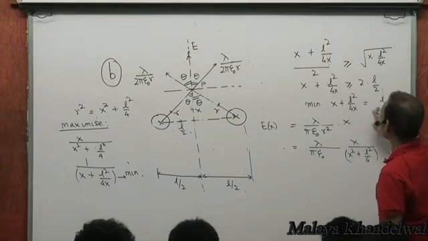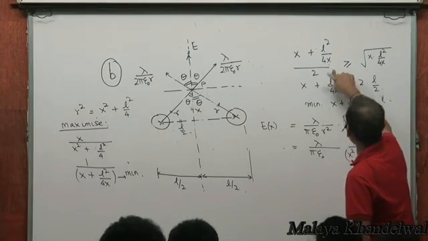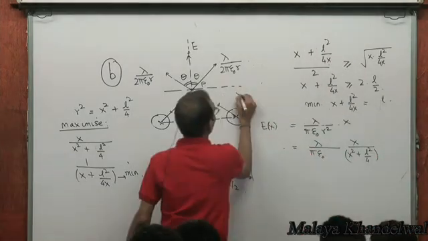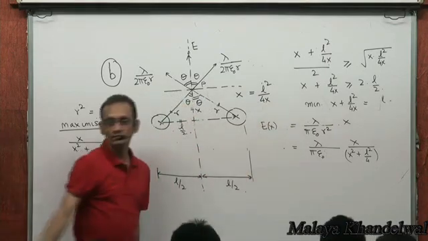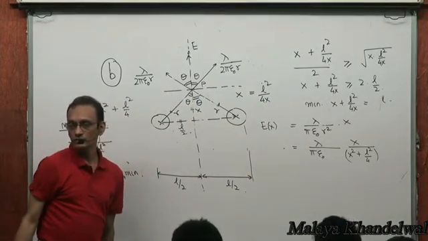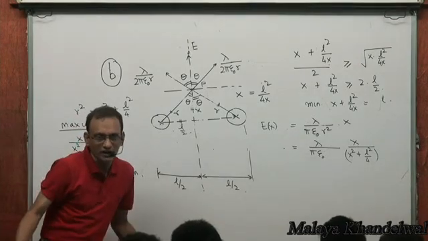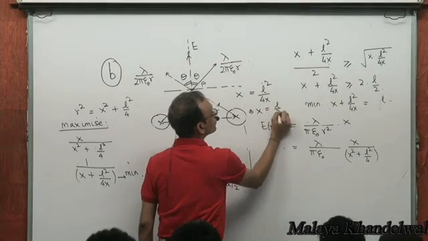And when does it happen? This will happen when AM becomes equal to GM. And when would AM be equal to GM? When the quantities are equal. That means AM will become equal to GM when x is L squared by 4x. AM will be equal to GM when the quantities involved are equal. That means when x is L by 2.